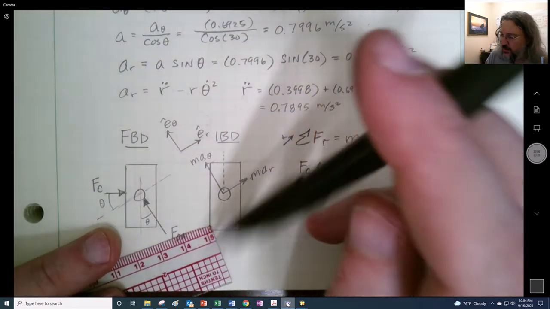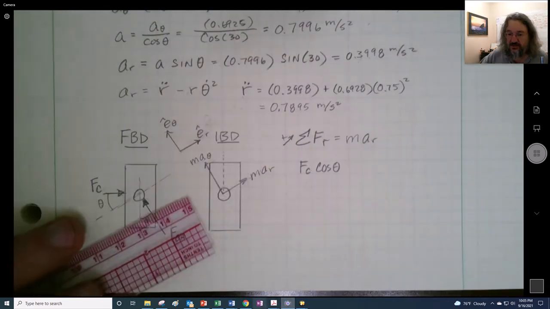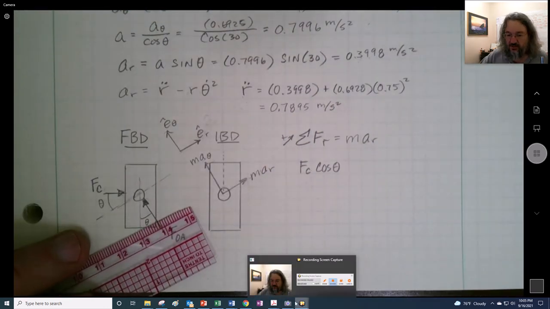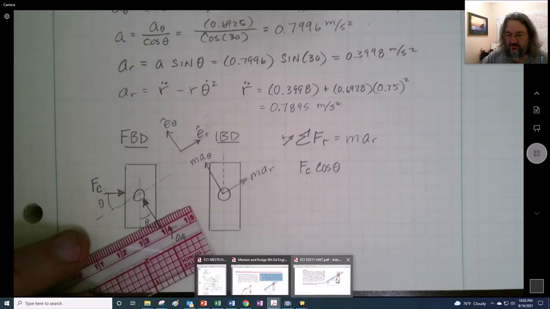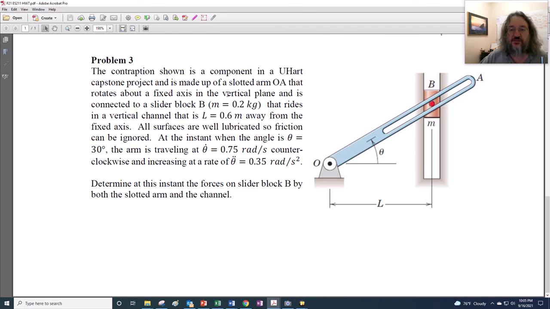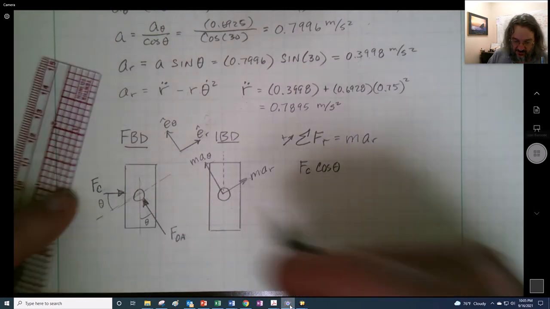Oh, wait a minute. It said it was in the vertical plane. Did it say in the vertical plane? It would be nice if it wasn't. In the vertical plane, you bastards, it is. Alright, well that's okay. We caught it.